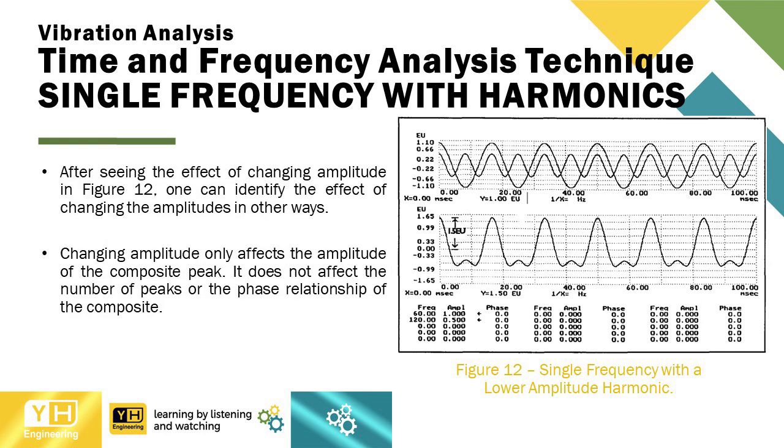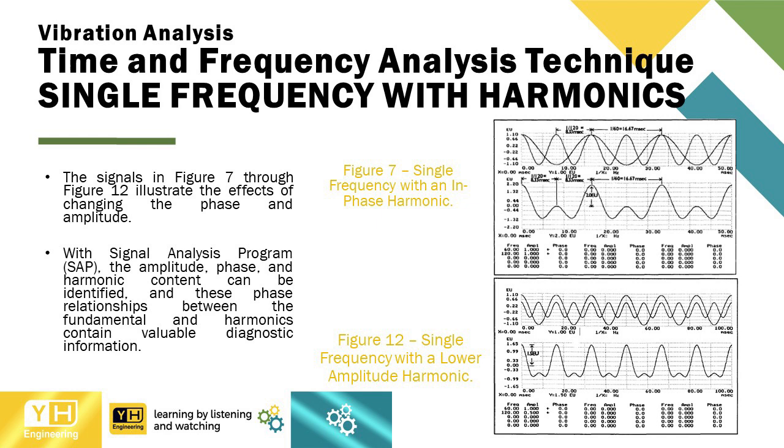After seeing the effect of changing amplitude in Figure 12, one can identify the effect of changing the amplitudes in other ways. Changing amplitude only affects the amplitude of the composite peak. It does not affect the number of peaks or the phase relationship of the composite. The signals in Figure 7 through Figure 12 illustrate the effects of changing the phase and amplitude. With Signal Analysis Program, or SAP, the amplitude, phase, and harmonic content can be identified, and these phase relationships between the fundamental and harmonics contain valuable diagnostic information.